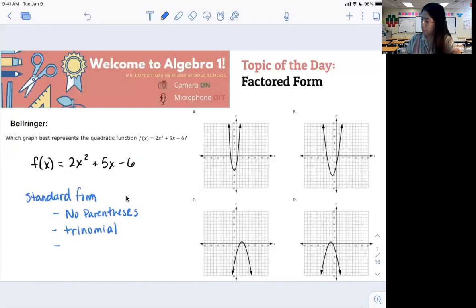And what type of exponent do we always look for? An exponent of 2. So all of those are good clues, good giveaways for why we know that this is in standard form. So any quick questions on what standard form is or how to notice if something's in standard form?